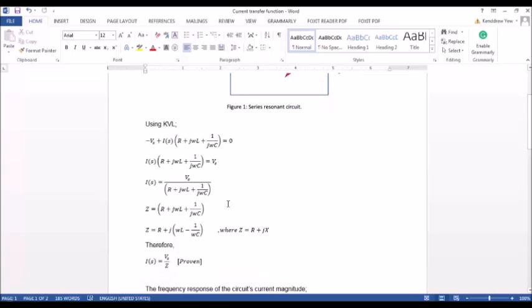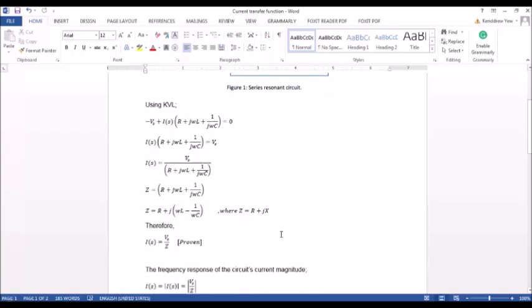We know that Z, the impedance, is equal to R plus j omega L plus 1 over j omega C, and we arrange it to get Z in rectangular form, where Z equals R plus jX. Therefore, Is is equal to Vs divided by Z.